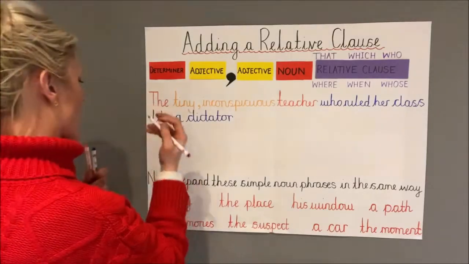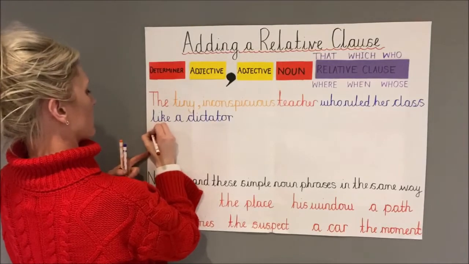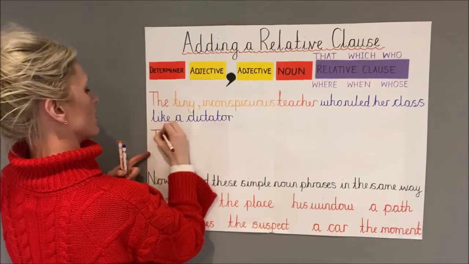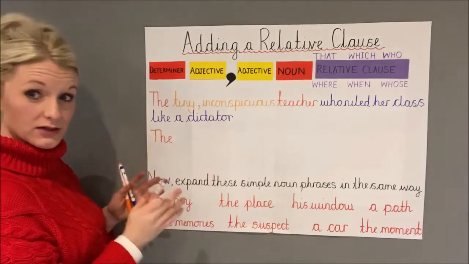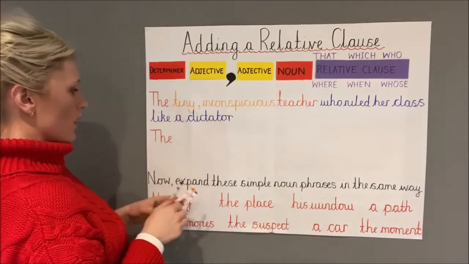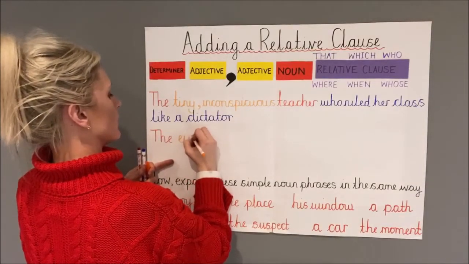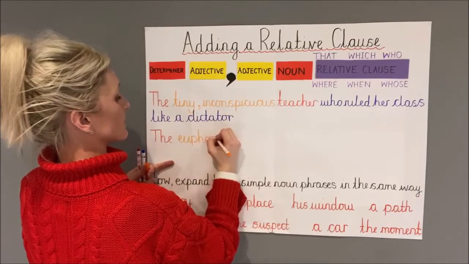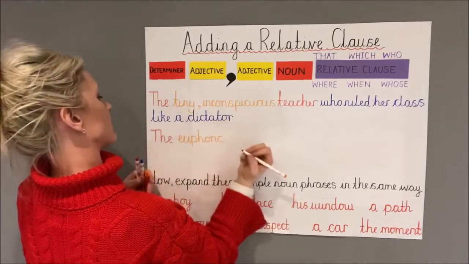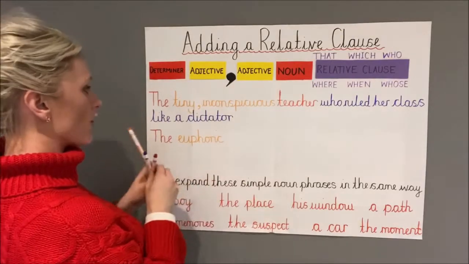Okay, and this one's going to be slightly topical, I think. So again, I'm going to use the as my determiner. Remember, it doesn't always have to be the. There are lots of other determiners that you could choose. I'm going to say the euphoric time. Euphoric. If something is euphoric, it just means it is really exciting. Something really exciting that you really enjoy. So the euphoric time.